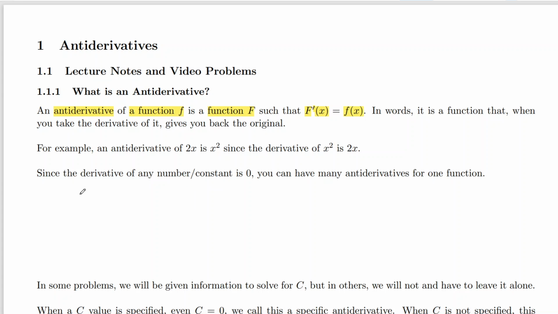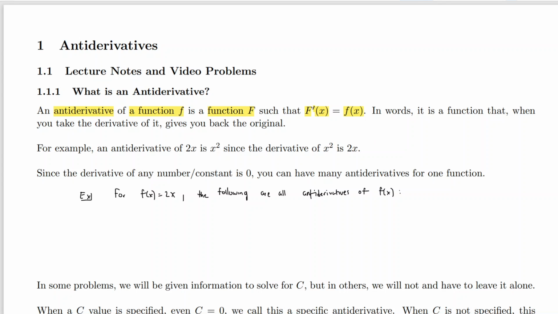All right, so for example, for f of x equals 2x, the following are all antiderivatives of f of x. Everything I write below, all the functions I write, are going to be antiderivatives.